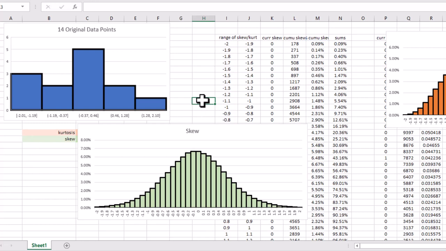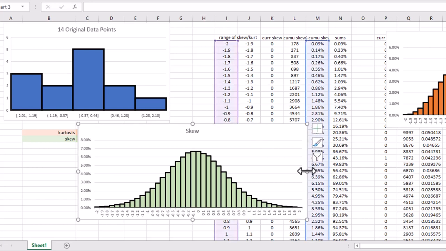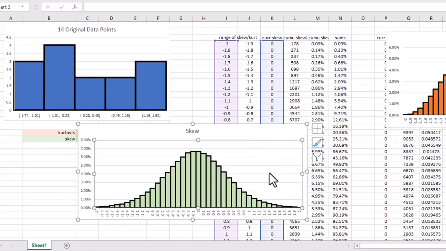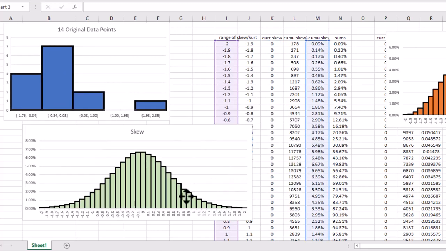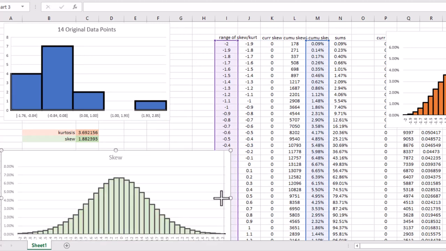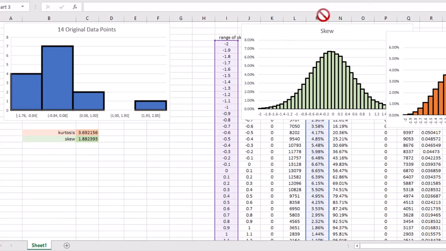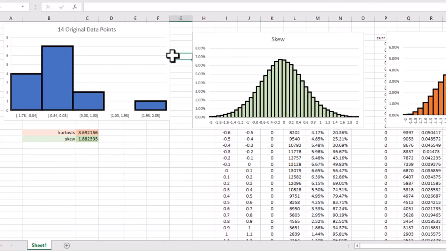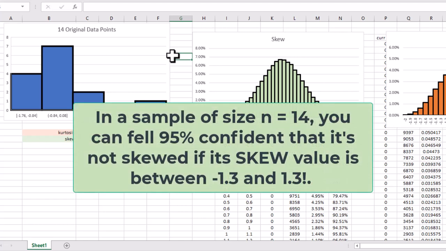So one interpretation we can make, dear friends, is if our skew value is between... I don't know what I'm doing with this graph. I'm trying to make the graph smaller, and there we go. I'll try to say that whole thing again. 95% of the time, skew values from normal distributions are between negative 1.3 and 1.3, which means if we get a skew value from our sample that is between those two numbers, we can assume that's okay. It's not too skewed.